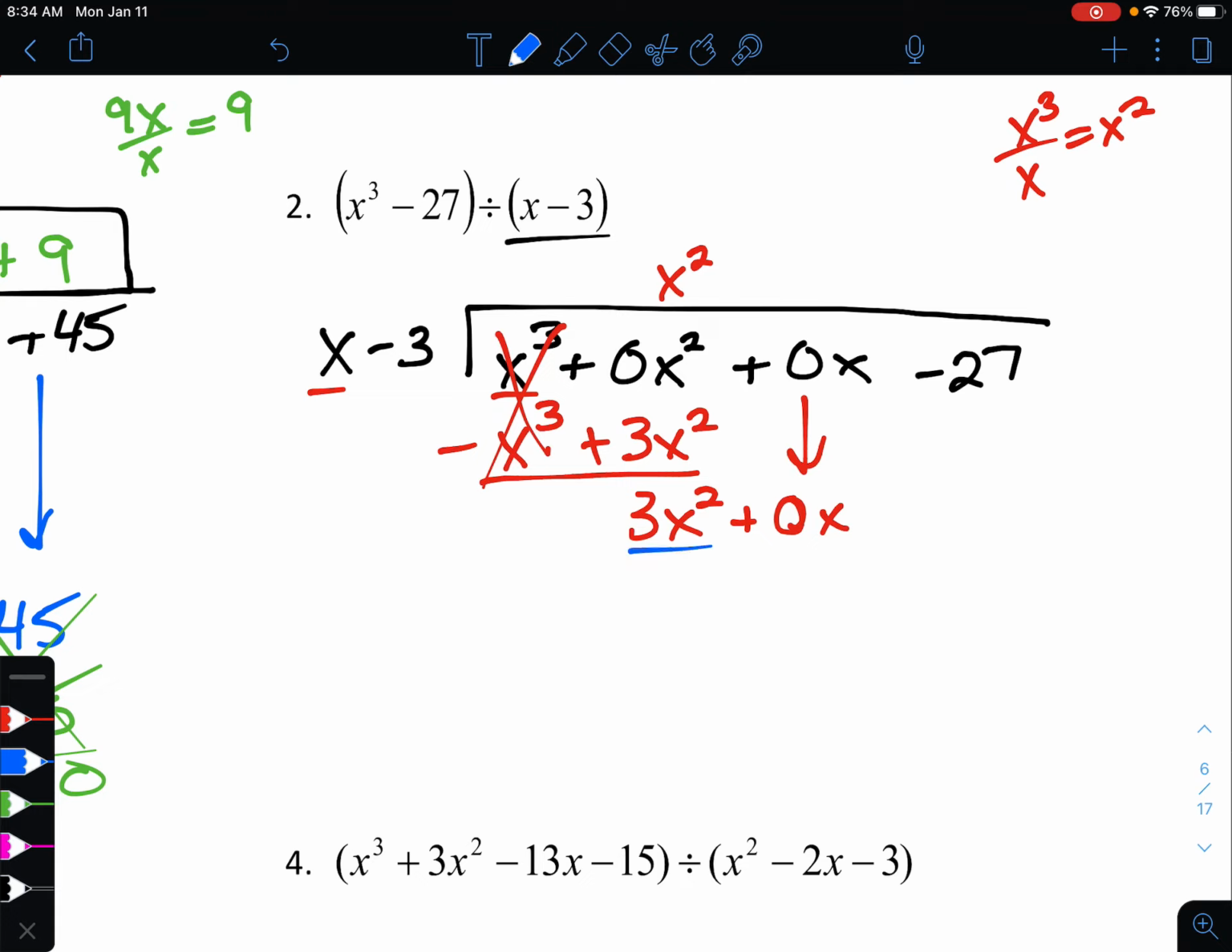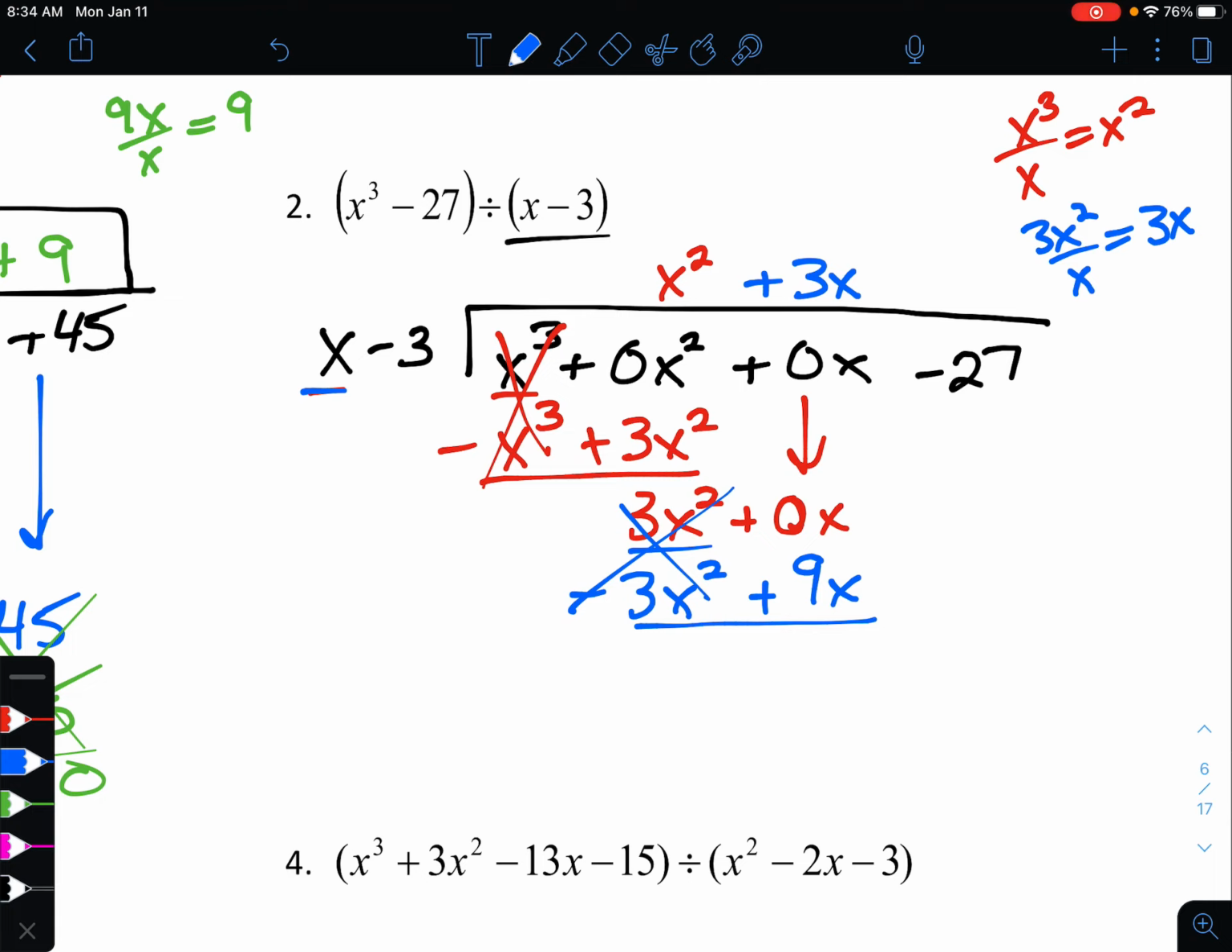So now we're looking to divide 3x squared by x. So if we do that, we end up with 3x. So we'll put 3x over our division bar and go ahead and distribute it. So that would be 3x squared and a minus 9x. Remember that you're subtracting. So we're subtracting a 3x squared minus a negative 9x becomes plus 9x. So again, change both of those to be opposites and then go ahead and do the operation. So 3x squared minus 3x squared is 0. 0 plus 9 is 9x. And then we'll bring down our last term.